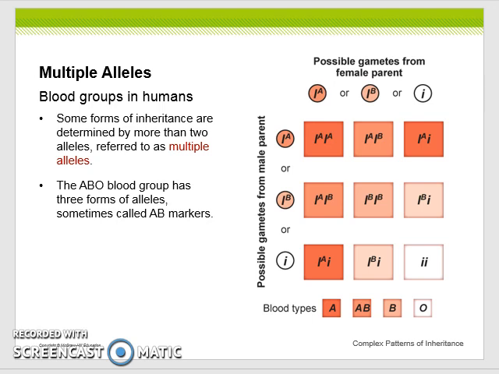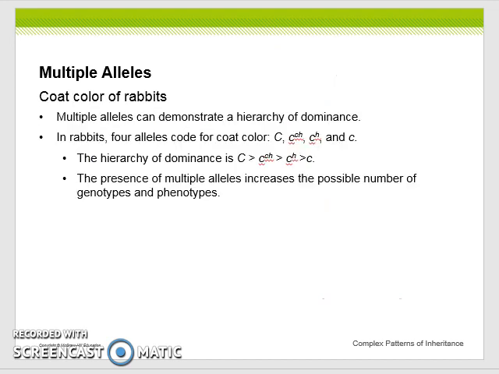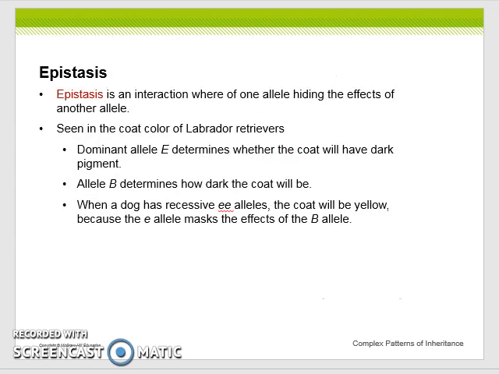Continuing on, multiple alleles, blood groups in humans. Some forms of inheritance are determined by more than two alleles, referred to as multiple alleles. The ABO blood group has three forms of alleles, sometimes called AB markers. Stop now and go to part 2.